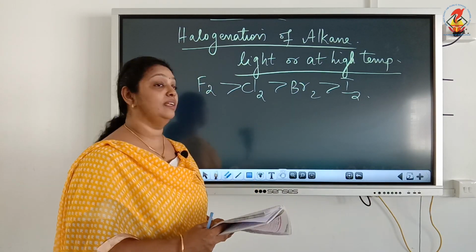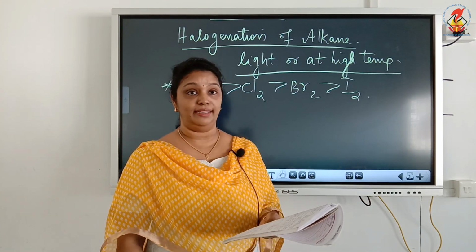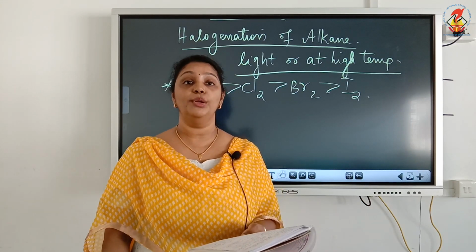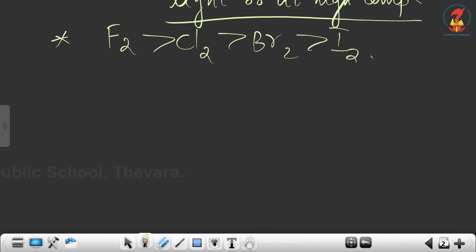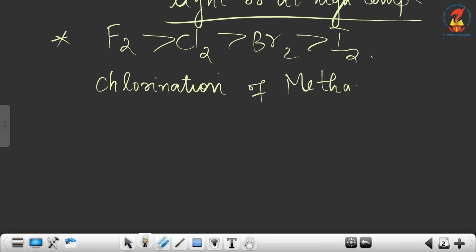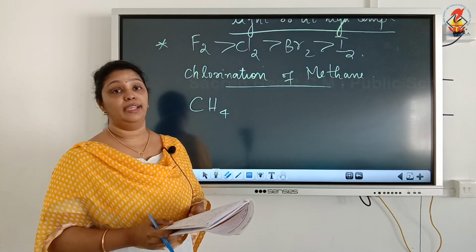Now, after fluorination comes chlorination. Let's see an example for the chlorination of alkane. Here we are going to see the chlorination of methane. Fluorination reaction is very vigorous. Now, chlorination of methane. Methane means the formula is CH4. In methane we have 4 hydrogen atoms and all 4 hydrogen atoms can be substituted by the halogen.